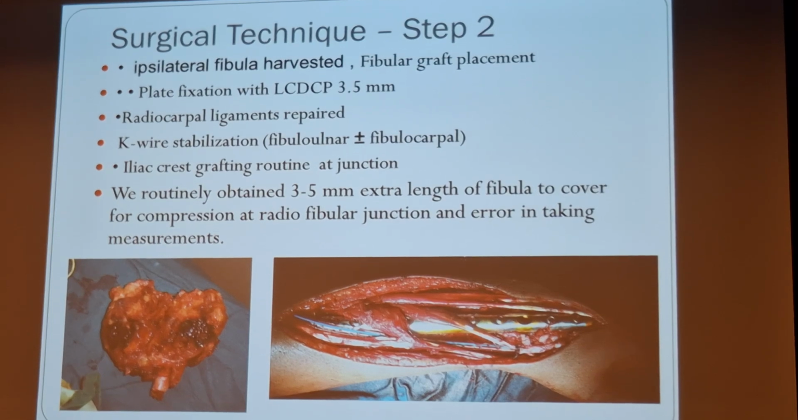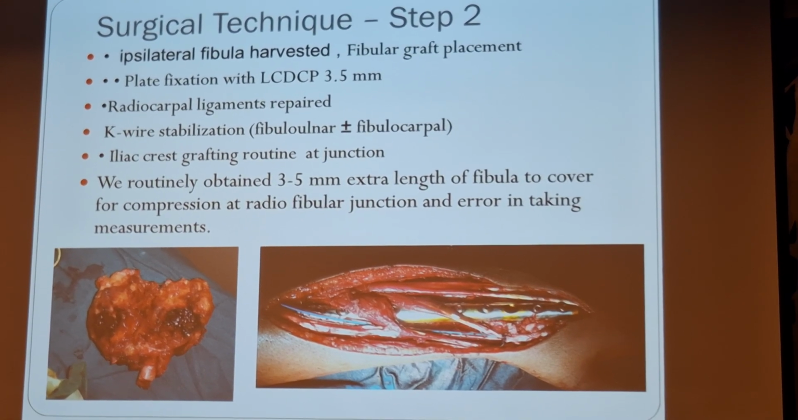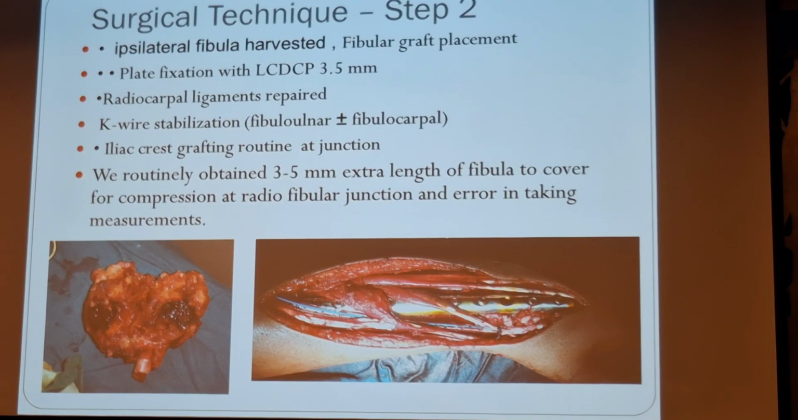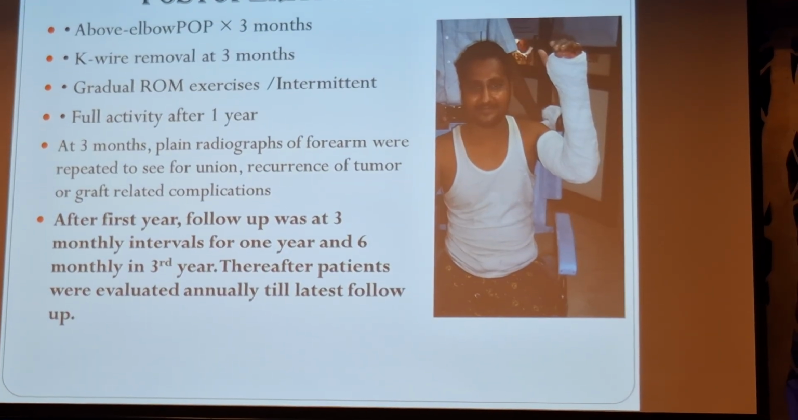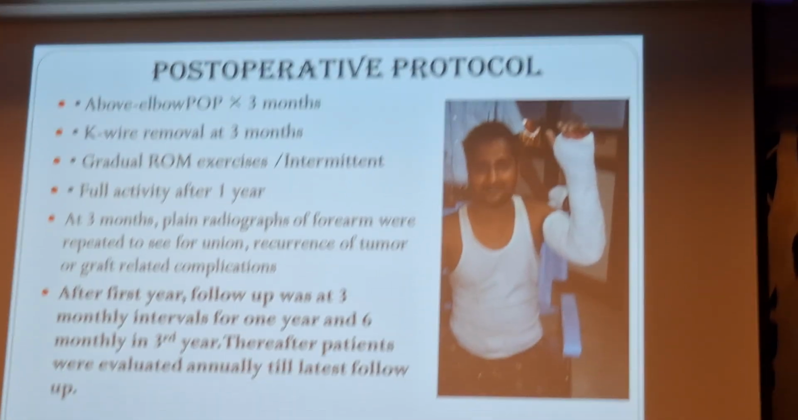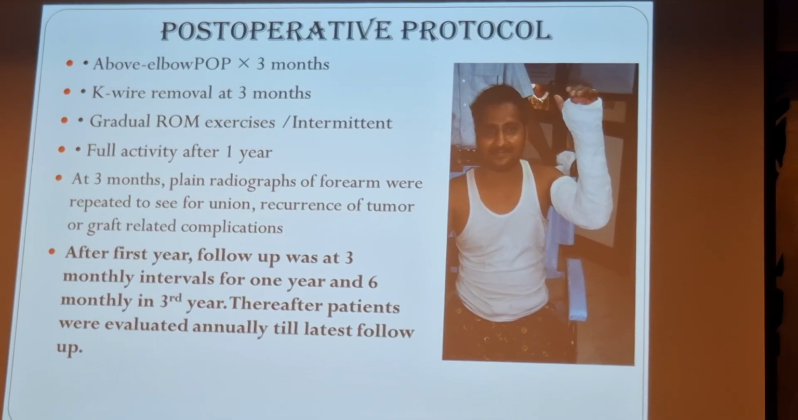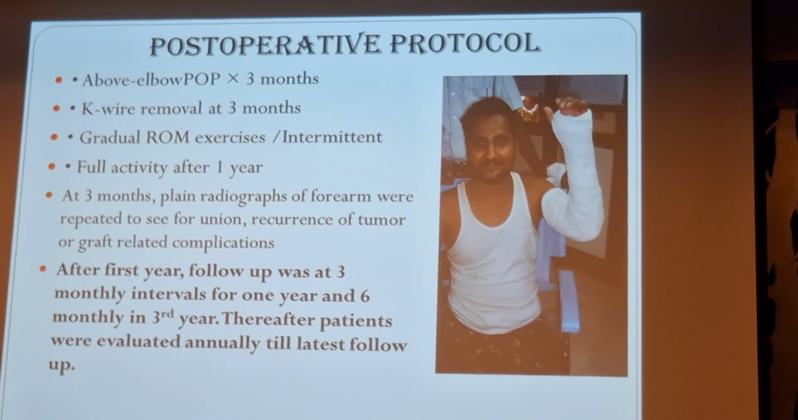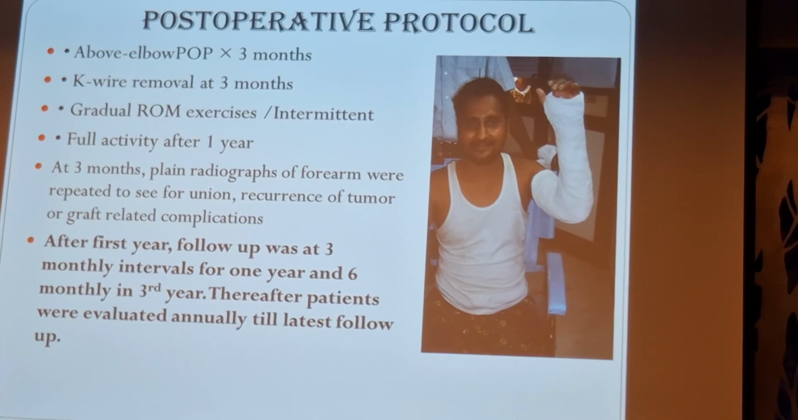We routinely obtain 3 to 5 mm extra length of the fibula to cover for compression of the radiofibular junction and error in taking the measurements. Postoperative protocol: immobilization for 3 months. We routinely do intermittent mobilization of the elbow when the patient comes for dressing or change of plaster, K-wire removal at the end of the 3 months, and full activity at the end of 1 year.